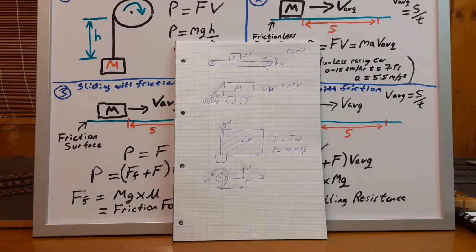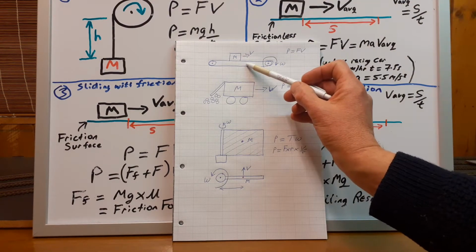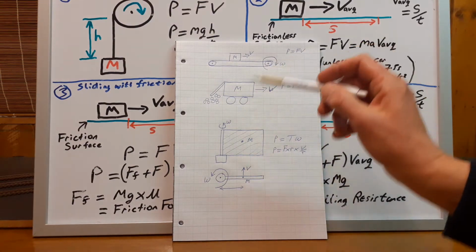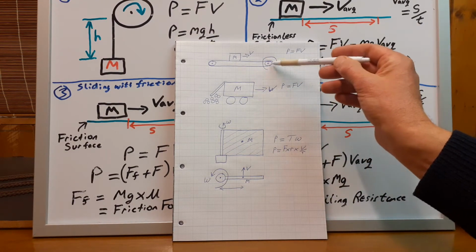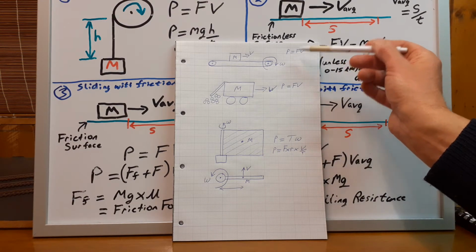So you're going to want to move something. A few scenarios here. Supposing you have a conveyor belt and you have a box on it and you want to move the conveyor belt forward with a velocity, and you're turning the conveyor belt with a motor here. Power to do that is force by velocity.